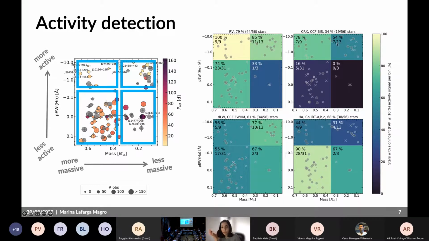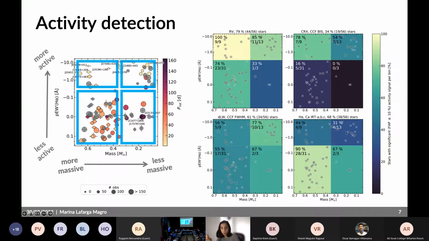In this case, we see that most of the stars at the top of the plot, these are the stars in the high activity regime, seem to show a signal. And most of the stars in the low activity regime, the ones down here, these dark colors, tend to not show a signal. So this would tell us that these indicators are good in finding activity signals for active stars, but not so good for stars that are not that active.